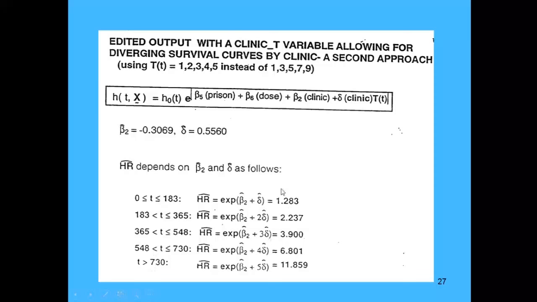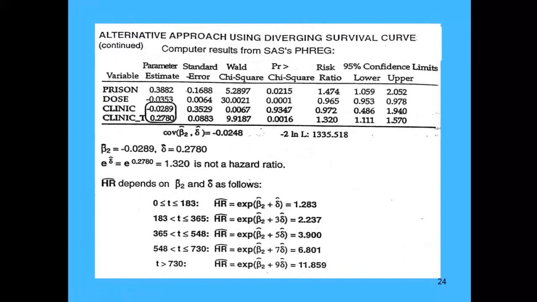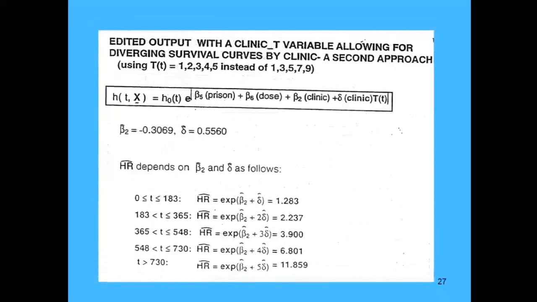You see these numbers? 1.283. Have you seen these numbers before? And the answer is yes. Same numbers. So it turns out it didn't matter as long as everything was equally distant. I'm getting the same conclusion if I want to do diverging survival curves. That's sort of interesting. If I wanted to allow for them not to be equally distant, I could decide that I want to do that. They wouldn't be the same.